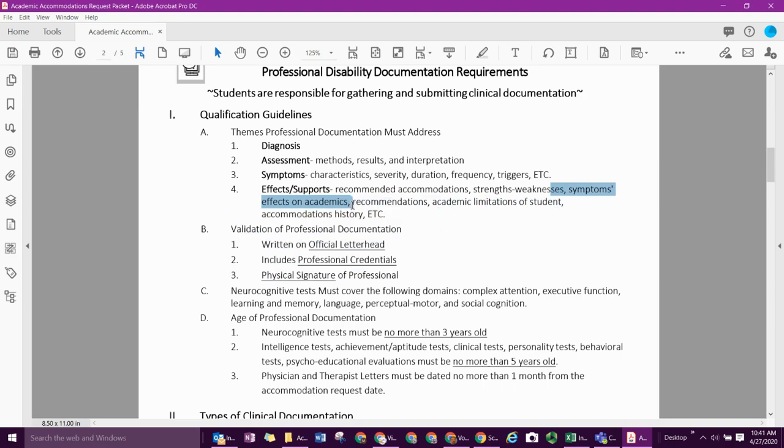The symptoms' effects on academics. Recommendations, academic limitations of the student, accommodations history, etc. Any additional information that's known about how the disability affects the student in school, and about what has been done to address it, is helpful.